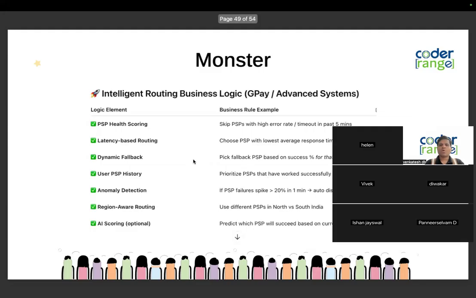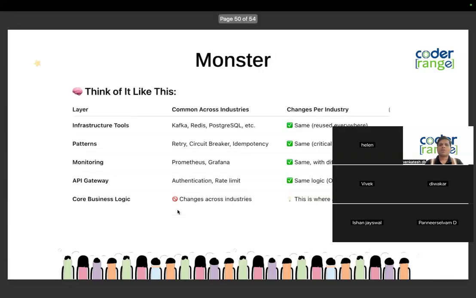So as an overall system, you understand there should be intelligent routing business logic. That has to be improved in terms of higher error ratio and lower average response time in your city, and then dynamic fallback issues, and all this has to happen. So this is what actually is a monster.